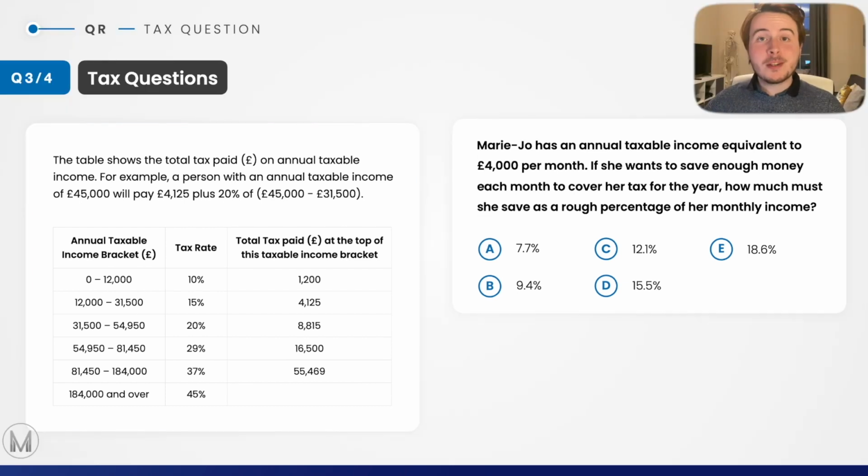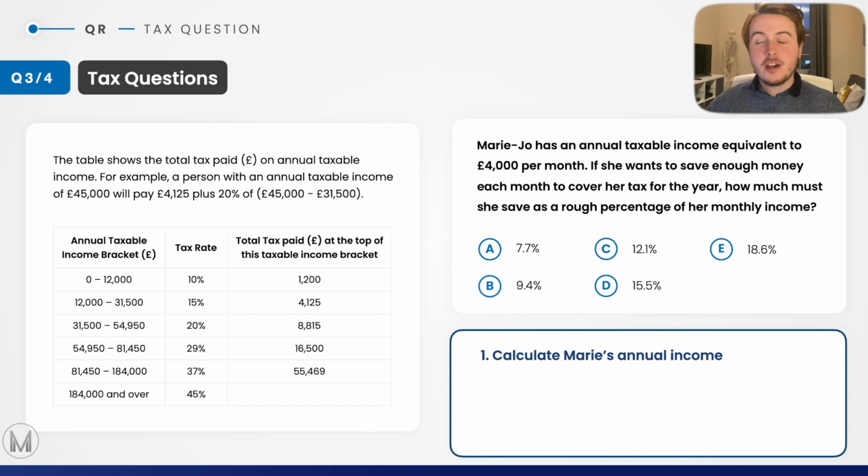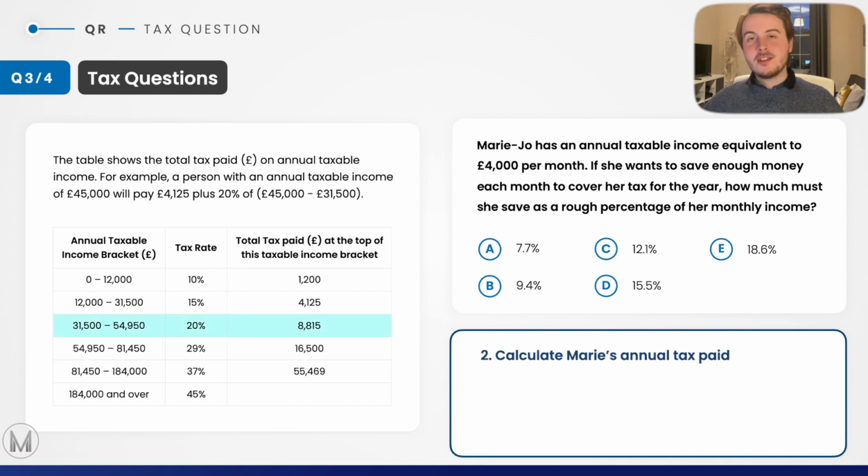So the first thing that we're going to have to do for this one is figure out an annual income. We're given a monthly income and that's not useful to us. So we're just going to times up that £4,000 up until a grand total salary of £48,000. Very nice. Mary Jo's doing well for herself. So now we're going to try and calculate how much she actually pays. So we're going to just go through our different tax brackets here and calculate how much she is.